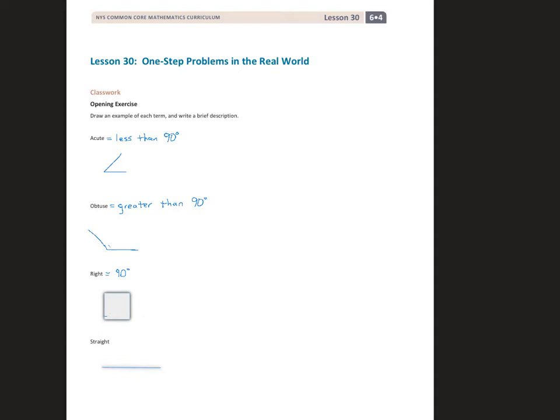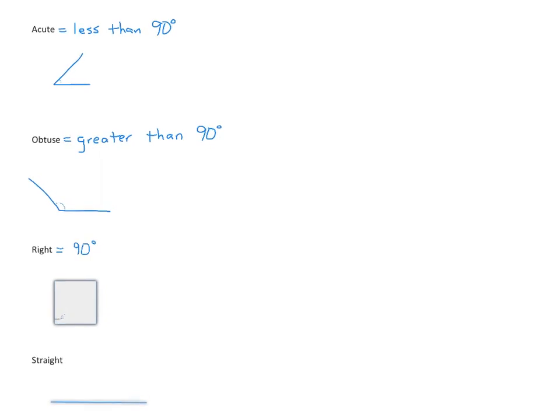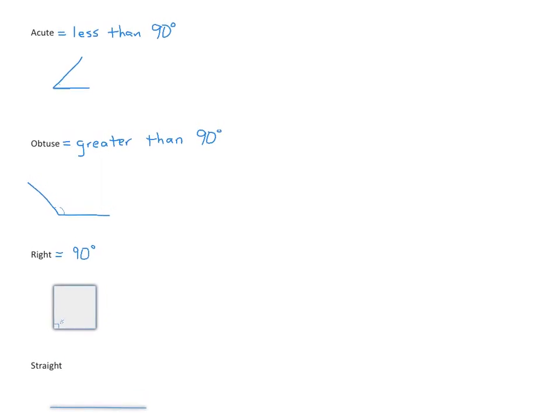So we are looking at some terms that they want us to draw and write a description for. Here they are. You can screenshot this or write this in your notes. Things to know: acute angles are angles that are less than 90 degrees. So you'll see one like this, and if I zoom in, you can see I've got the little angle shown right there. Real small, but I'm able to zoom in.